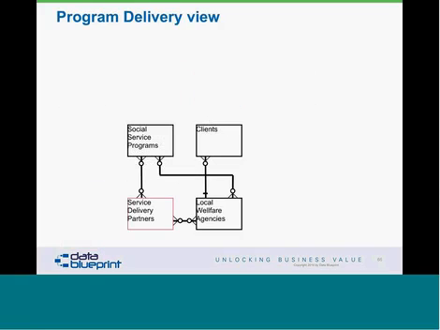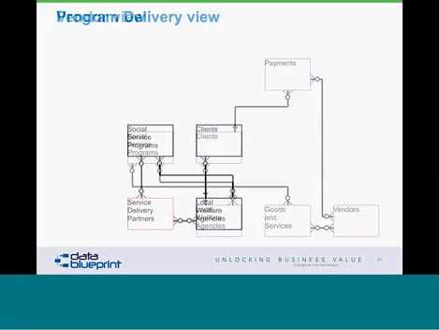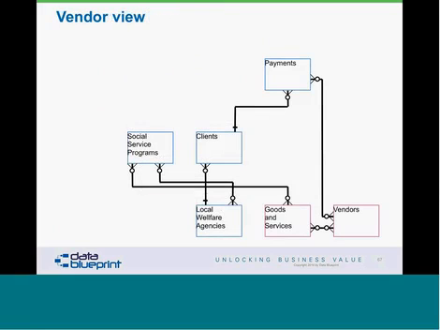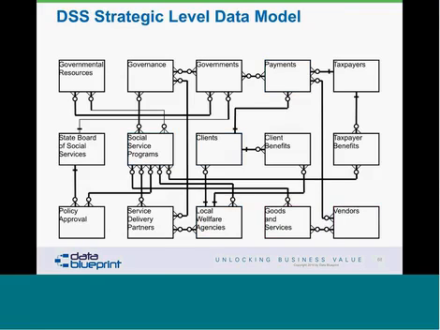Then we have a program delivery view, which allows us to see how the programs are being implemented by local agencies in conjunction with their service delivery partners to help out their clients. And then, of course, we have the vendor view of all of this that allows us to see that social service programs and clients' payments are all tied to the welfare agencies who deliver the goods and services via the vendors. I know that's a little bit cumbersome, and what you're seeing now is the entire architecture that puts this all together. When we did this, the agency was able to see very crystal clear, first of all, that we had made some errors the first time we did it.